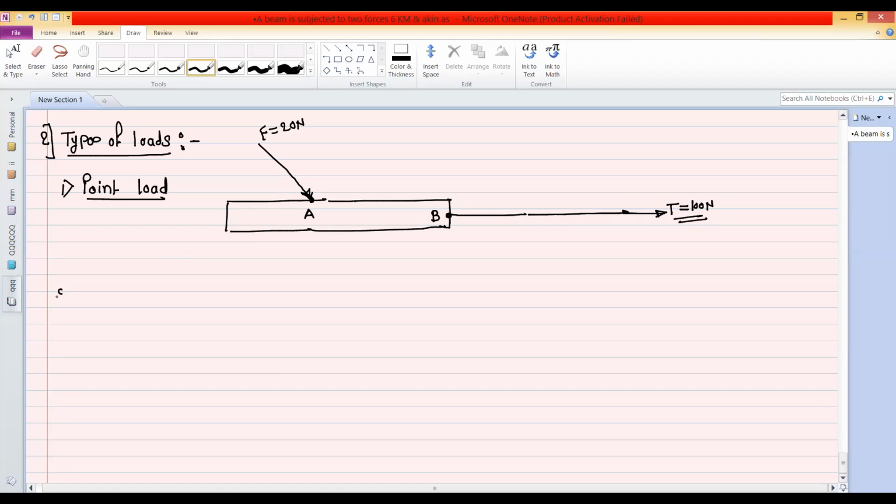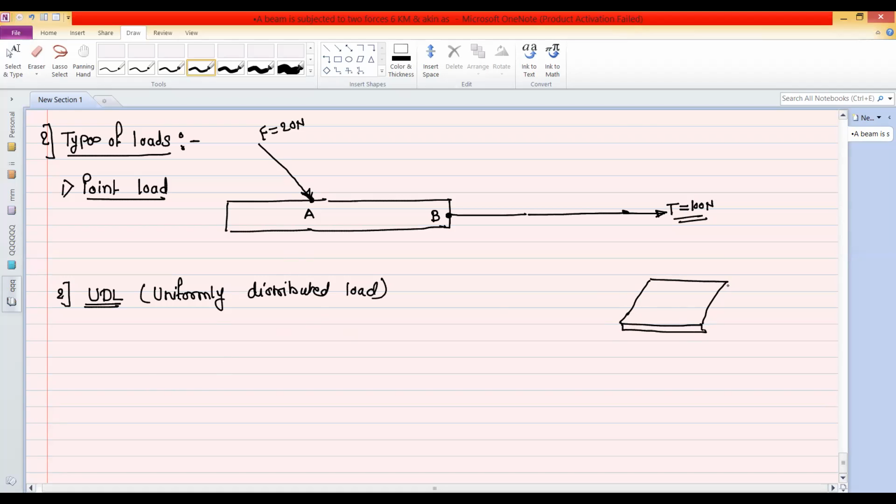Then the second load is the distributed load. So in the distributed load, the first type is the UDL. So UDL is called a uniformly distributed load. Okay. So uniformly distributed load means what? It is an equivalent concept for the pressure force. So when we take the pressure, it is the distribution of force on some area.